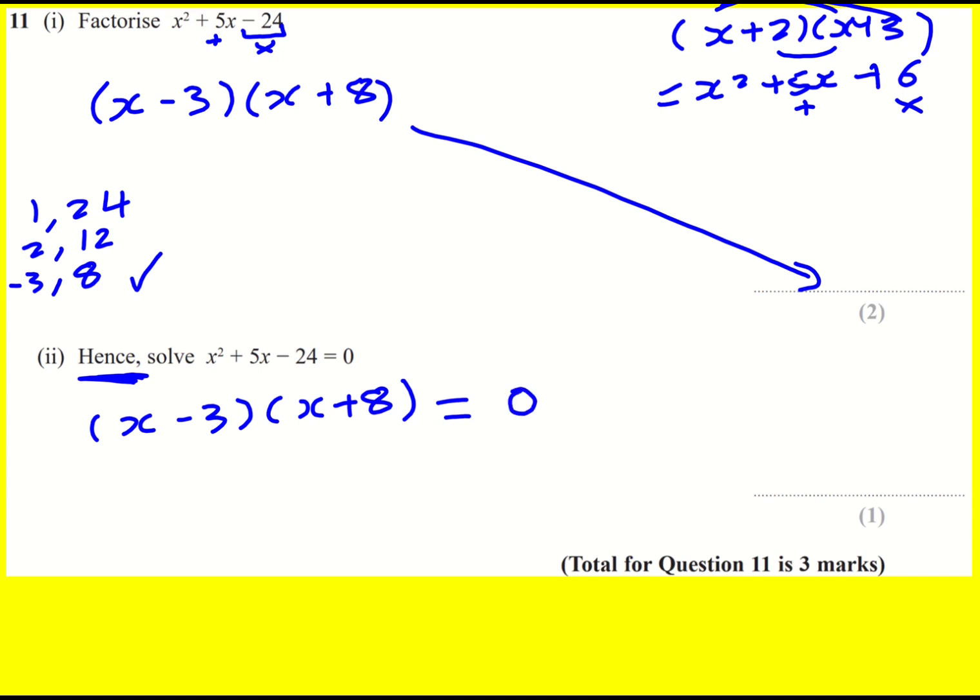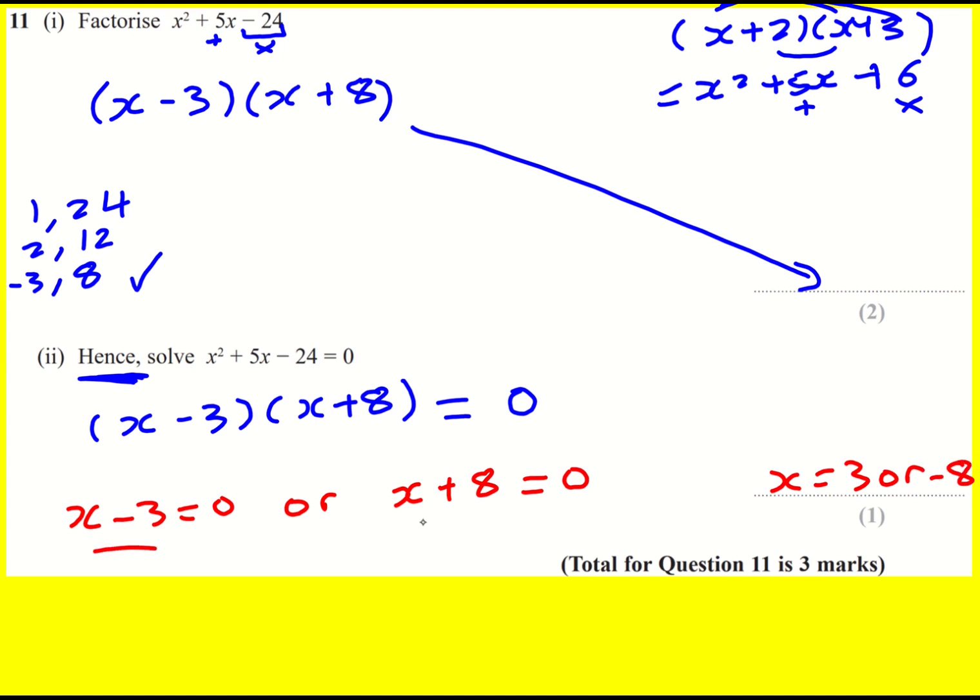So set equal to 0. Now we're multiplying two things together to get 0. The only way that can be true is if one of them is 0 or both. So either x minus 3 is 0 or x plus 8 is 0, because they can't actually be 0 at the same time. And that means that x is either equal to 3 or minus 8.